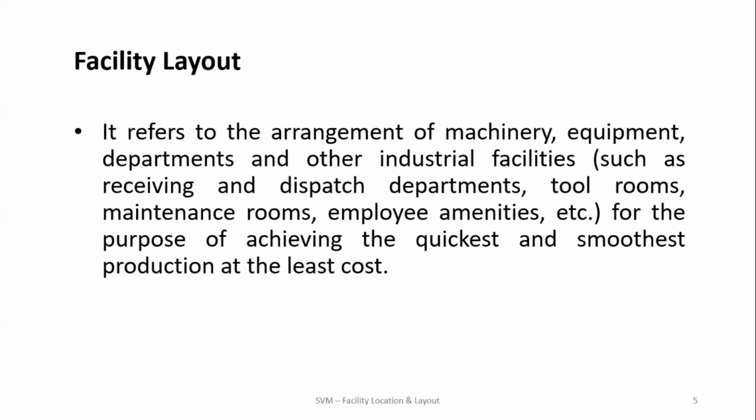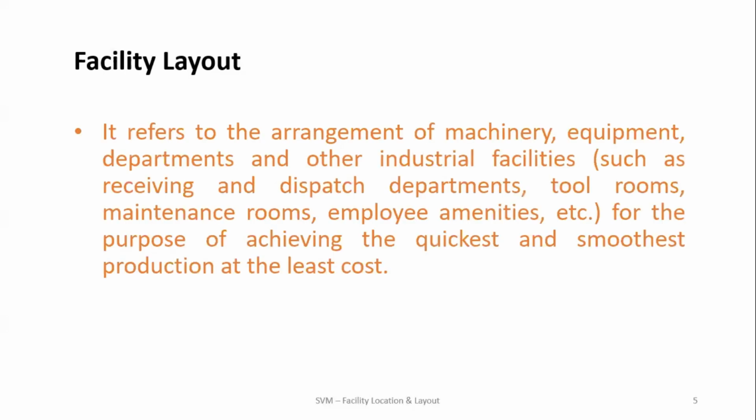Facility layout. Again, there is a facility and it should have a proper layout. So it refers to the arrangement of machinery, equipment, departments, and other industrial facilities, maybe receiving and dispatch departments, tool rooms, maintenance rooms, employee amenities, where the production shop floor is, and where your purchase department will be, for the purpose of achieving the quickest and smoothest production at the least cost. That is the basic objective of having a facility layout.